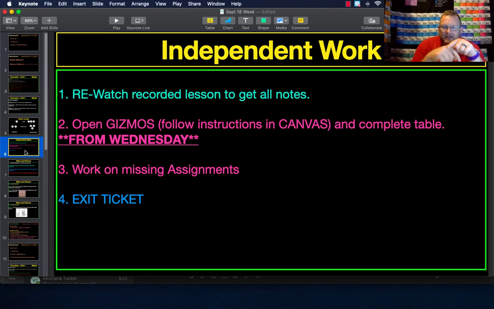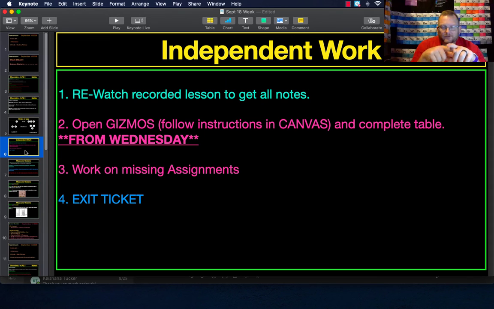If you did not get the Gizmo finished from yesterday's class, you're going to go back to Wednesday in the weekly assignments, and you're going to follow the instructions and complete the Gizmo for Wednesday. Remember, the Gizmo is timed for 5 minutes. So if you don't get it done today, you have to wait until tomorrow to be able to access it. So you need to be ready to start when you open Gizmo.